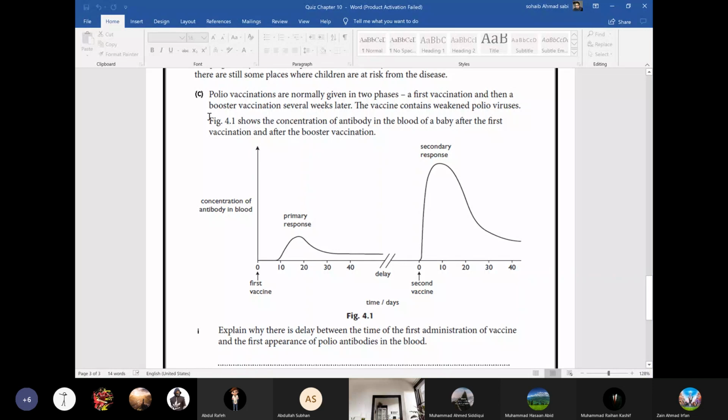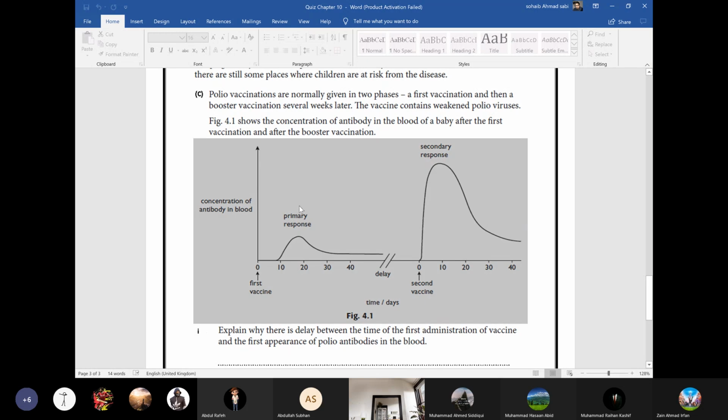Now, the vaccine contains weakened polio viruses. Figure 4.1 shows the concentration of antibody in the blood of a baby after the first vaccination and after the booster vaccination. Boys, look here, there are two graphs. Look at this one and this one. This is the primary response and this is the secondary response, in response to the first vaccination and in response to the second vaccination.